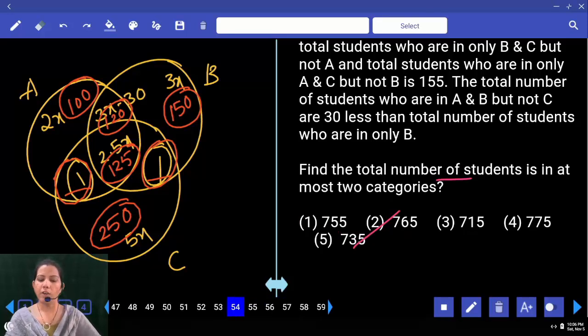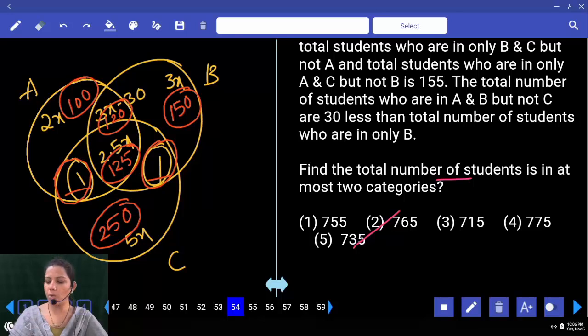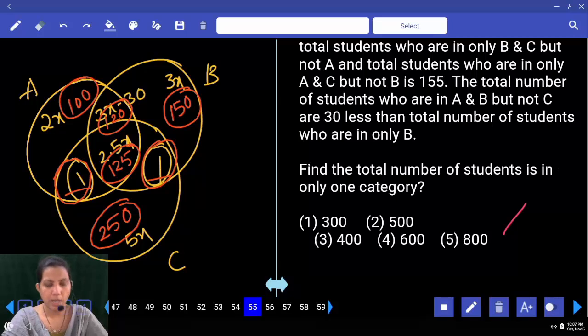Next 54. Find the total number of students in at most 2 categories. At most 2 categories means, can we consider 2 categories? Yes. 1 category, 3 categories? No. What is total students? 900. Out of 900, 3 categories value 125. Then remaining are either 1 category or 2 categories only. So 900 minus 125 is the answer. What is the value? 775. Fourth option.